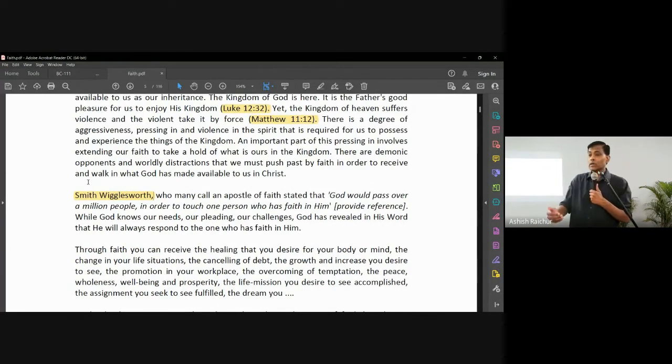You will be hearing about him in one of the afternoon sessions. You know, when you talk about God's generals. So Smith Wigglesworth, as part of church history, he's considered an apostle of faith. He was a very ordinary man. Actually, he was a plumber.